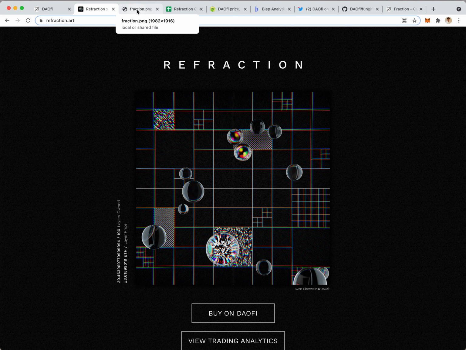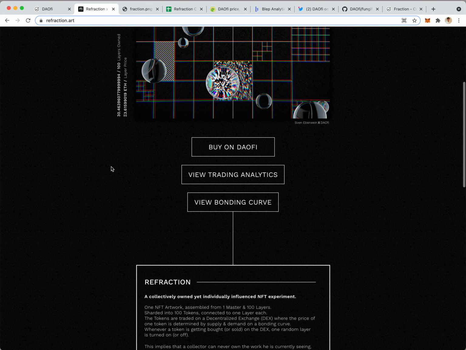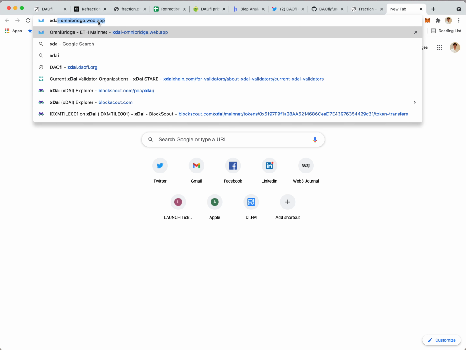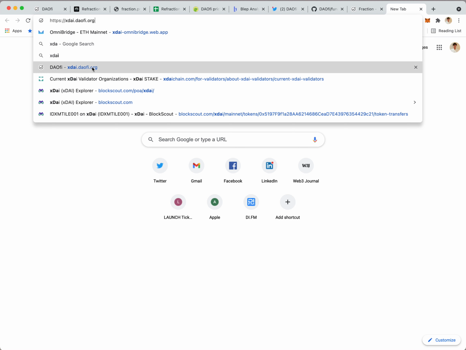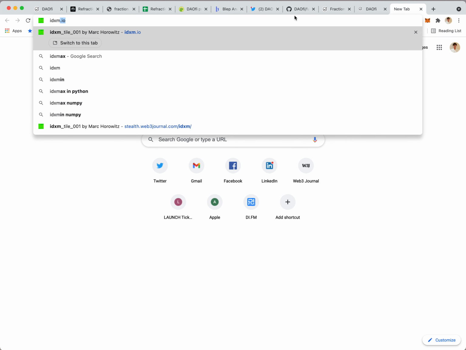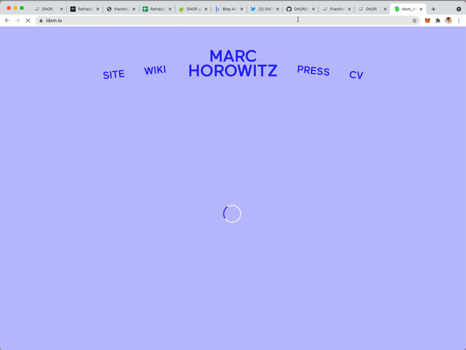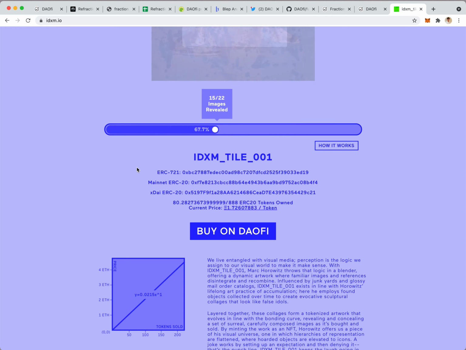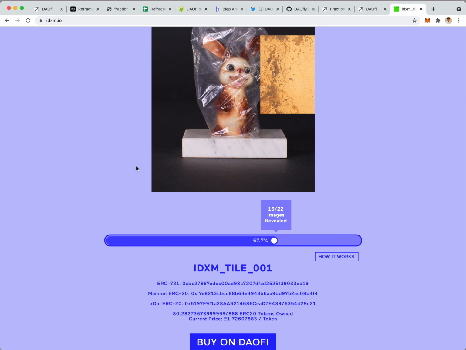We had a bit of a stumble, not a stumble, but XDAI was a little bit more friction than we anticipated. But now we're on mainnet, so that's solved. If you want to go to XDAI, it's just at xdai.daofi.org. And if you bought the IDXM piece, we're going to move this to mainnet in just a moment, and we'll make an announcement when that happens.